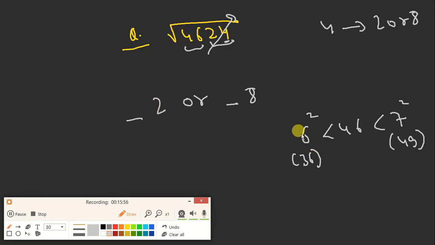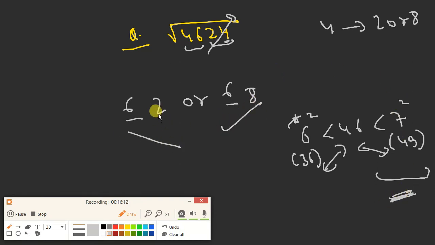Very good. Now what will we do? We will write the smaller number, which is 6, on both sides. Now we will check whether this 46 is nearer to 49 or 36. So clearly you can see it is nearer to 49, right? But 49 is the bigger number, so we will take the bigger number and ignore the smaller number. So the answer will become 68.